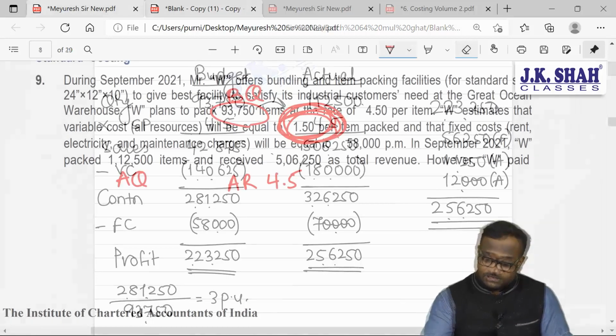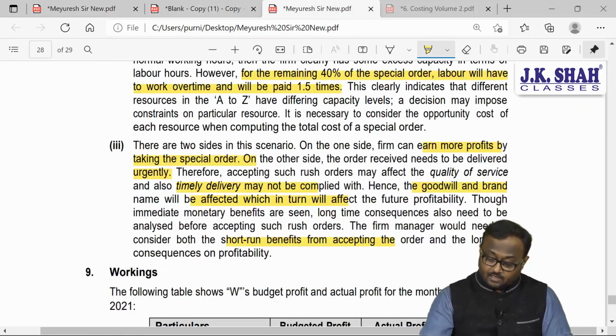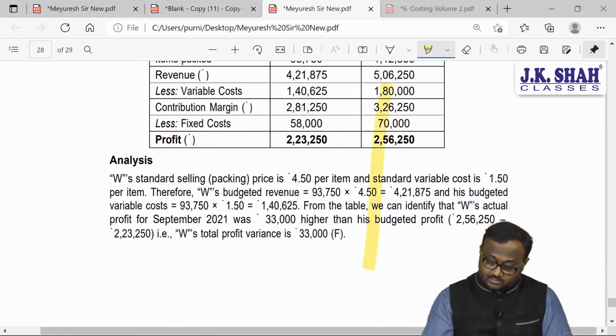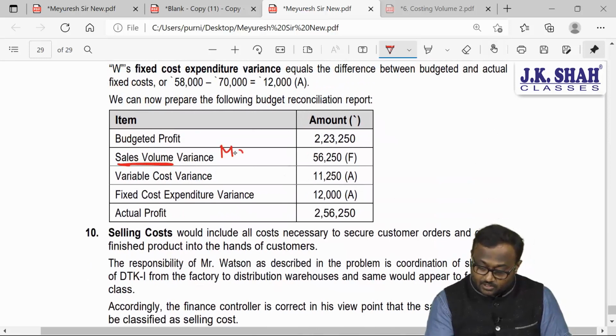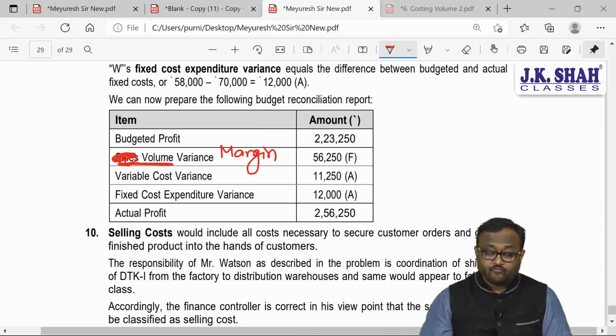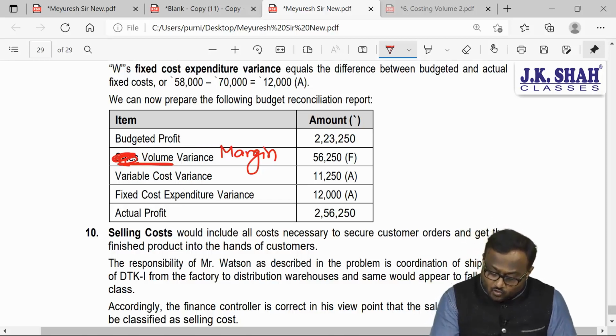Have you understood this? आपके solution में आपको जो solution दिया है ICAI ने, उसमें see properly. They have given you sales volume variance, but this is actually margin volume variance. Kindly remember, it's not sales volume variance, it is margin volume variance, then variable cost variance, and then fixed cost expenditure variance. Since you're going for marginal, fixed cost expenditure itself is your fixed overhead cost variance.